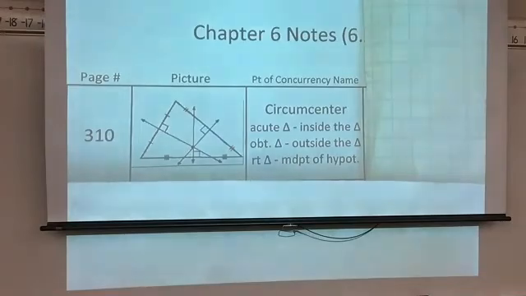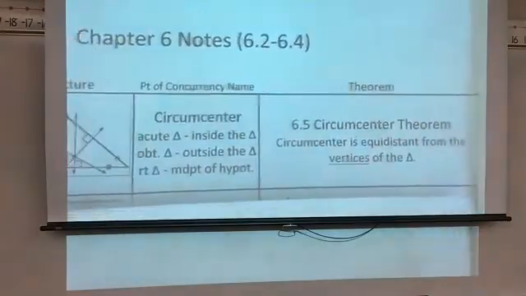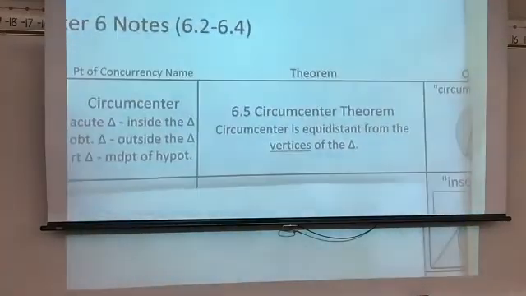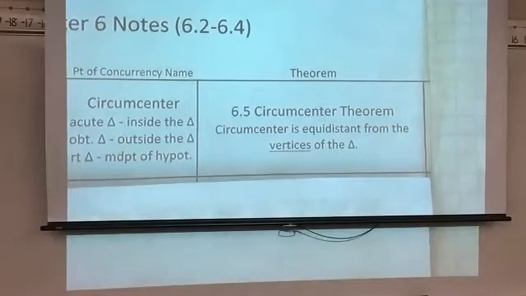In our theorem, called, of course, the circumcenter theorem, our theorem is that the circumcenter is equidistant from the vertices of the triangle. Equidistant from the vertices of the triangle. So let's copy that down. Let's make sure we have it. I would underline the word vertices, just like I have up there.